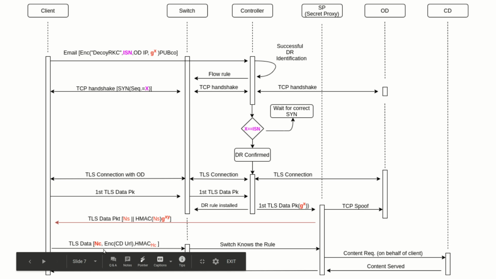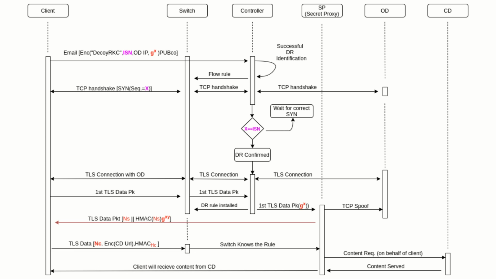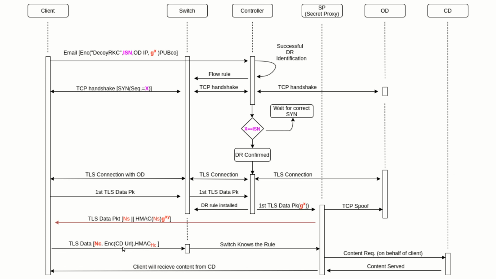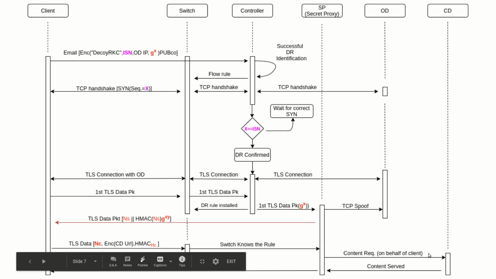Now the client initiates the next TLS data using a nonce and the derived G^XY key. So it derives using its own number, that is X, and G^Y is the public exponent that was sent by the secret proxy. Now these two stages are where it confirms that the decoy routing setup is done, and all the client's requests through the secret proxy will be sent to the covert destination.